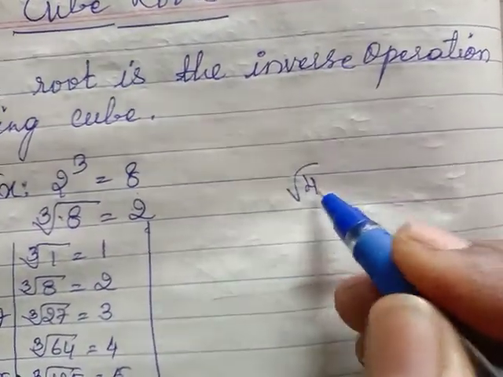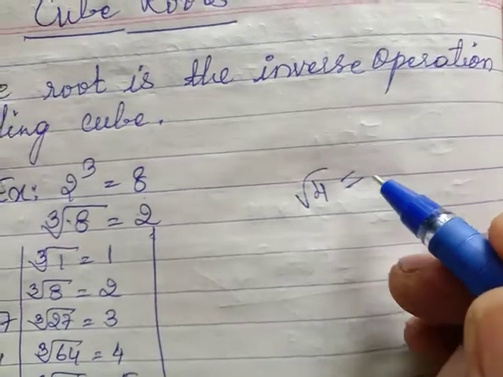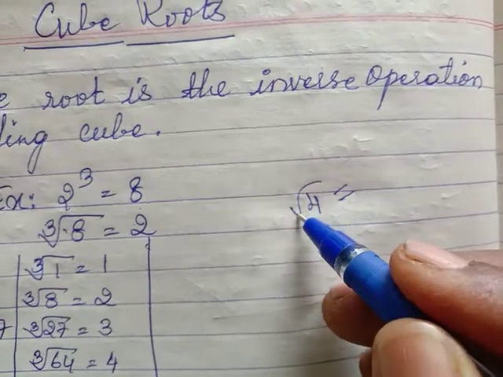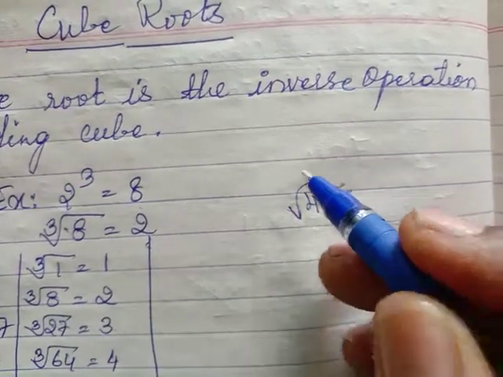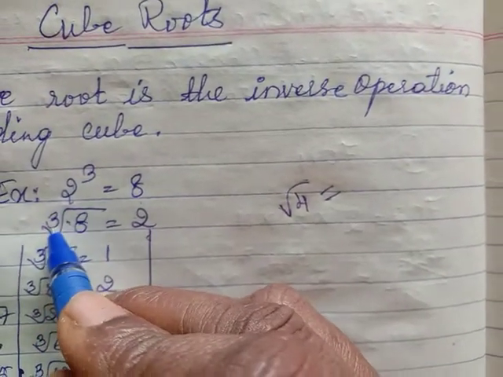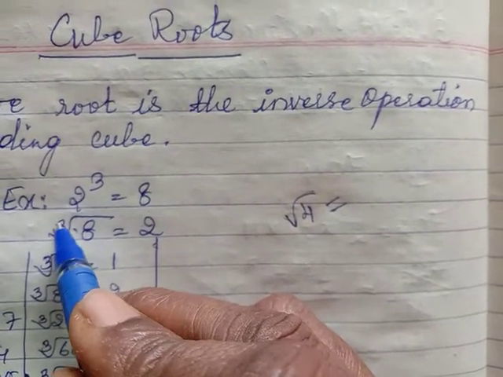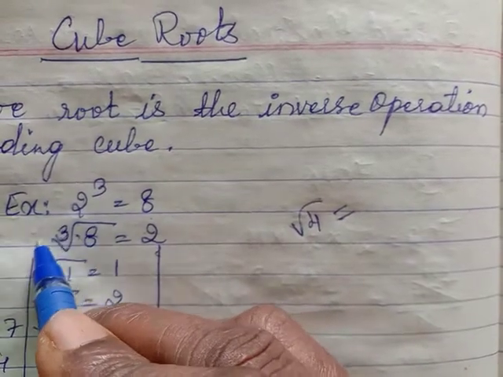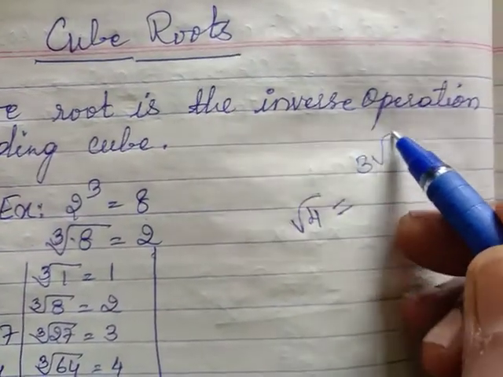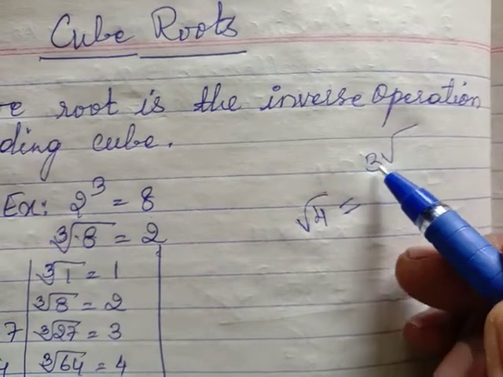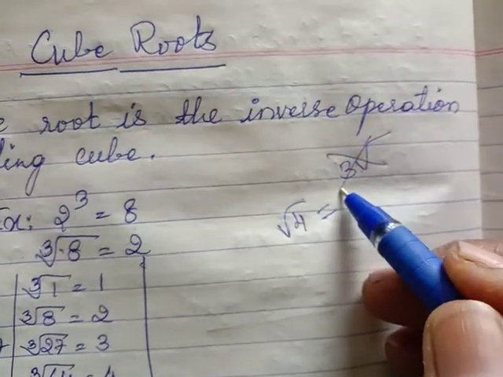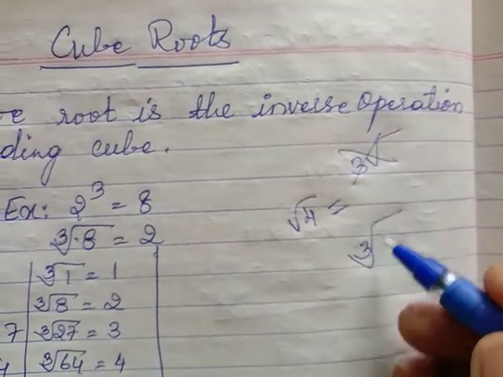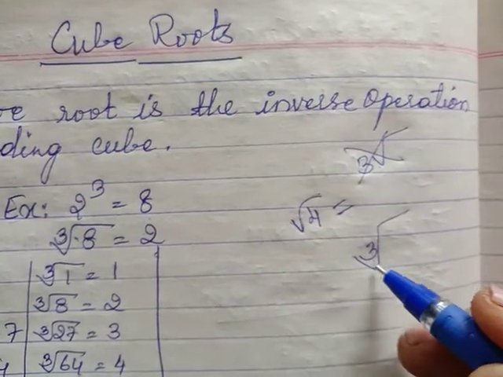Now for cube root, we use the square root symbol. The square root of 4 is 2, isn't it? In the previous lessons I explained squares and square roots. Cube root is when you write a 3 in this symbol, then it becomes a cube root. The 3 should be inside, children. If you write it separately like this, it is wrong. The 3 should be inside this symbol.